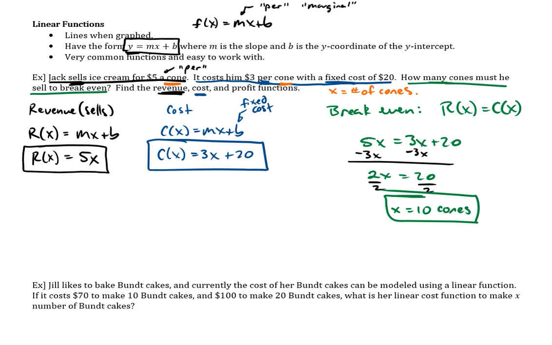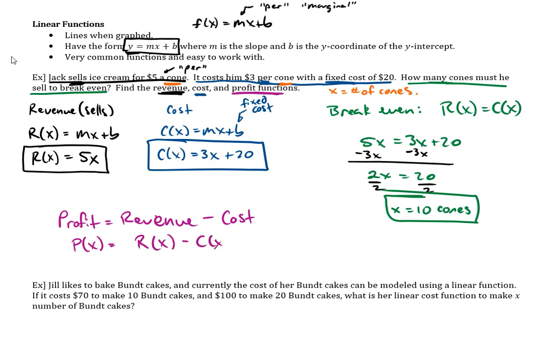Okay, so we did cost in blue, we did revenue in black. Let's do our profit function in purple. Profit, in words, is the revenue minus the cost. So we can do P of x equals R of x minus C of x. And then now we can plug those in. So when we plug these in, we want to make sure we use parentheses.